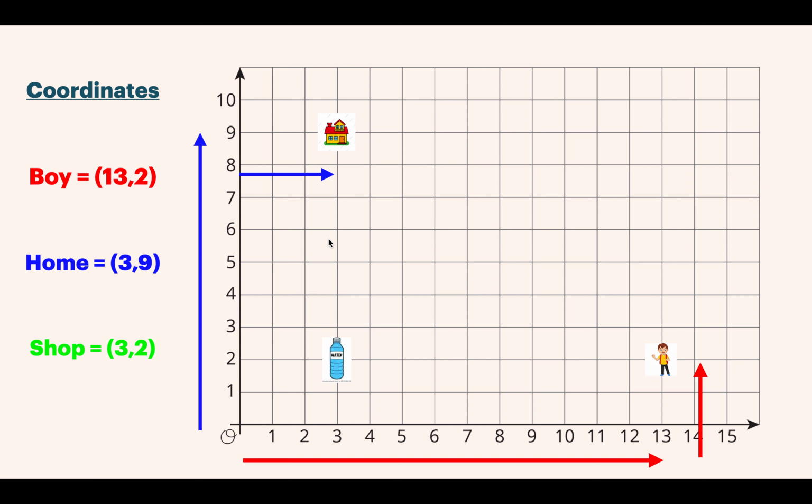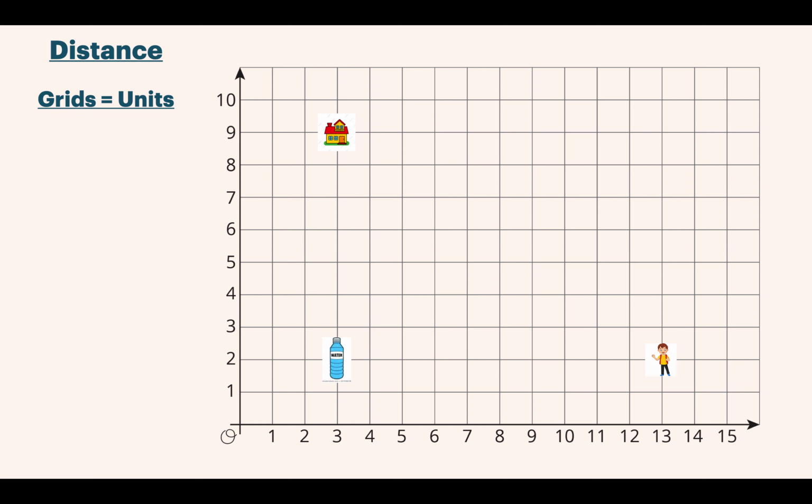But there's one other problem. The boy doesn't know how far he needs to go to get home. We can actually use coordinate grids to find the distance. All of these grids, individualized, create units, and we can use these units to find how far the boy needs to walk to get home.